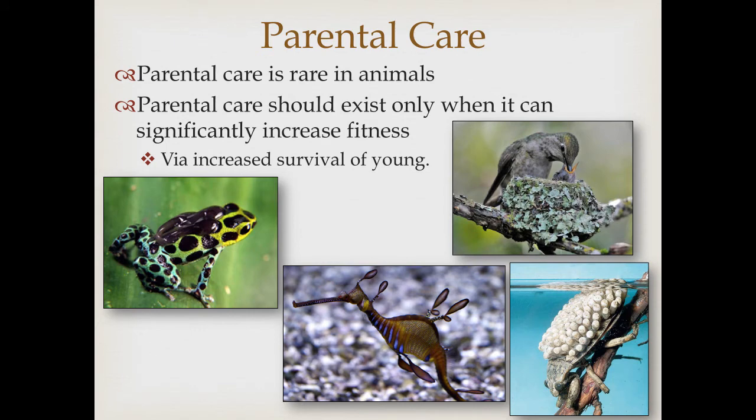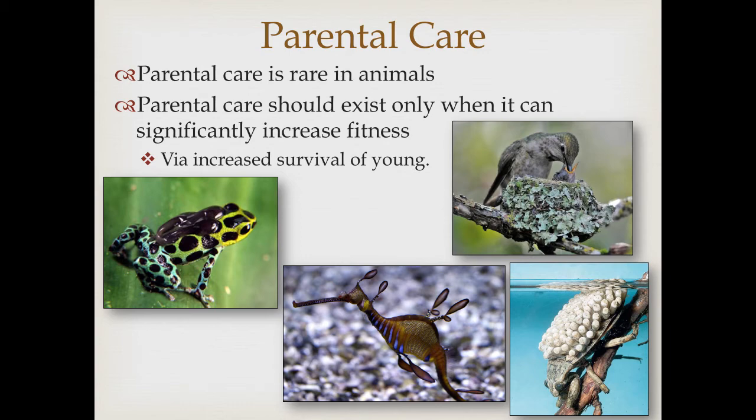All right, the next topic I wanted to cover was parental care. And the first thing I wanted to point out is parental care is actually very rare in animals. In most species, we have an oviparous pattern of development in which both eggs and sperm are shed into the environment. The young zygotes, when they begin developing, are pretty much on their own. So parental care should exist only when it can significantly increase fitness from this basic pattern of just broadcasting your gametes and letting the young develop on their own.